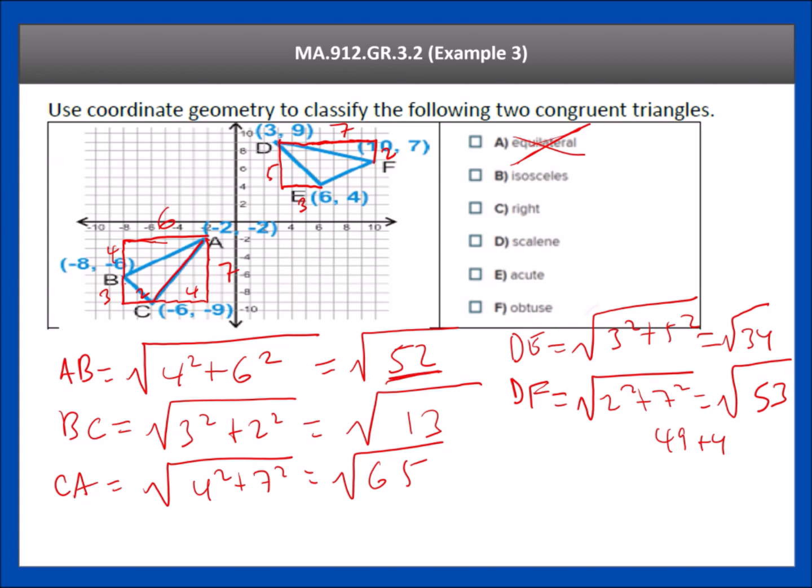And then let's do the last one. Let's just see if there's one of them that match up. So 1, 2, 3, 4. 1, 2, 3. So EF is square root of 4 squared plus 3 squared, which is square root of 25. So none of these match up.